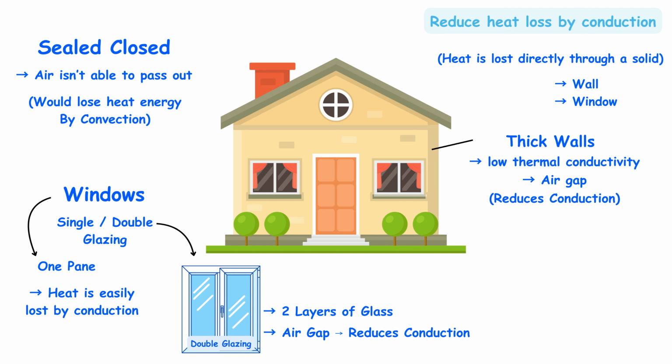We actually do a similar thing with our windows. If you've ever wondered what single versus double glazing is, it's to do with how many layers of glass there are. In single glazing, which is what older houses tend to have, there's just one pane of glass, and so heat is easily lost by conduction. On the other hand, in double glazing, there are two layers of glass with a tiny air gap between them, which again reduces conduction because the heat can't be conducted across the air gap, and so can't be conducted from inside your house to outside.